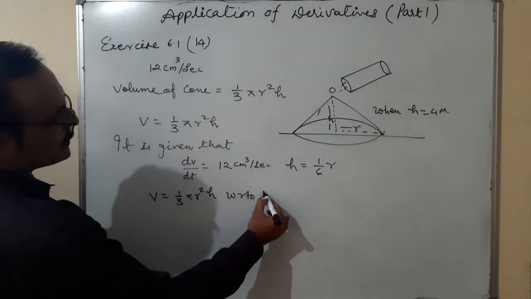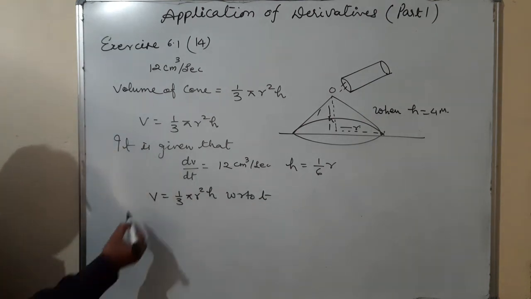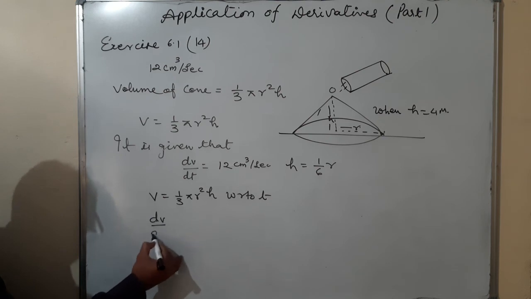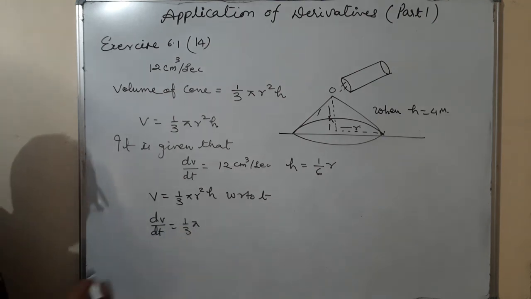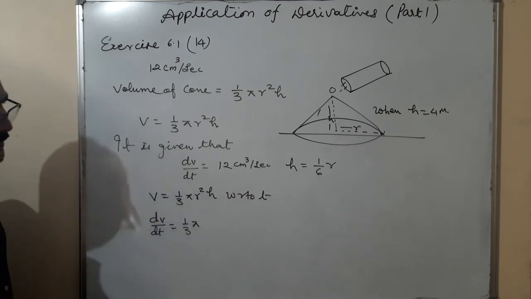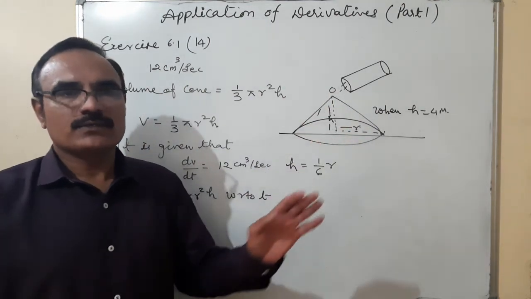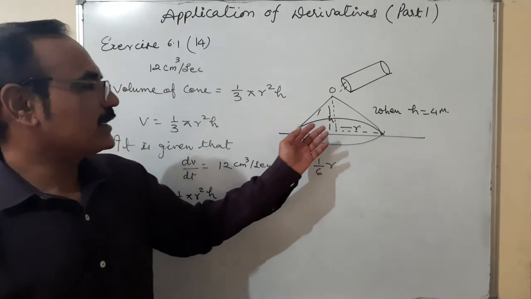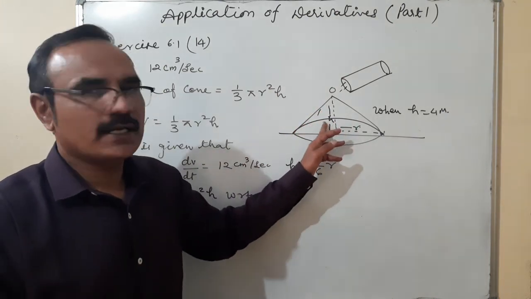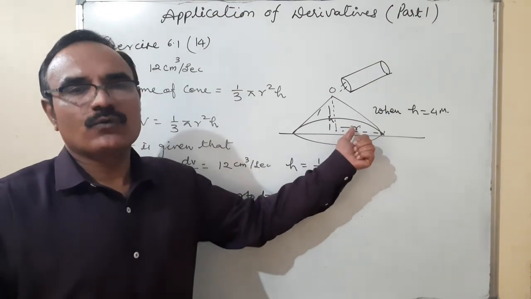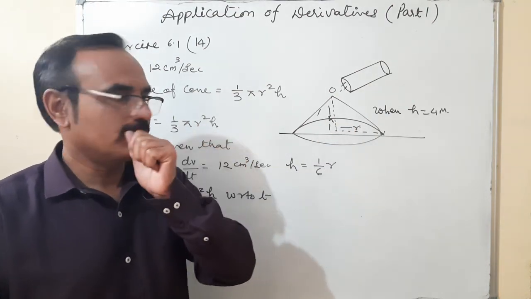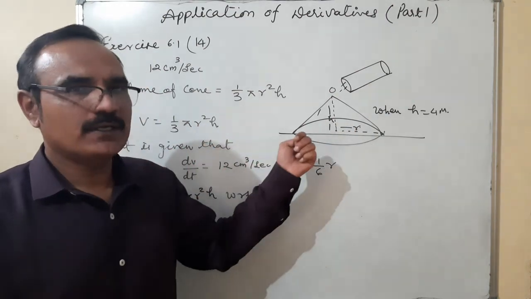Differentiate with respect to t. Rate of change we are finding. dV by dt is equal to 1 upon 3 pi, constant term. But here there are two variables, because when we are talking about the volume, this volume will be affected by these two units. One is the height, the second one is the radius. So first of all, we are going to convert both the units into a single unit, so that the differentiation can be done properly.